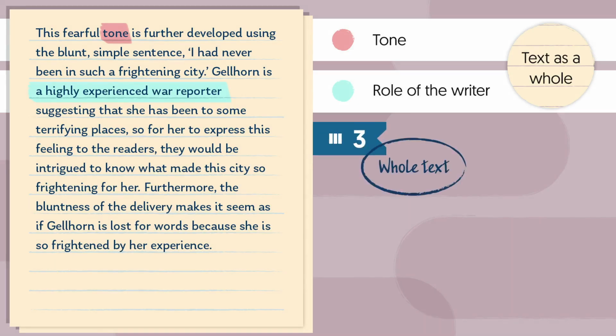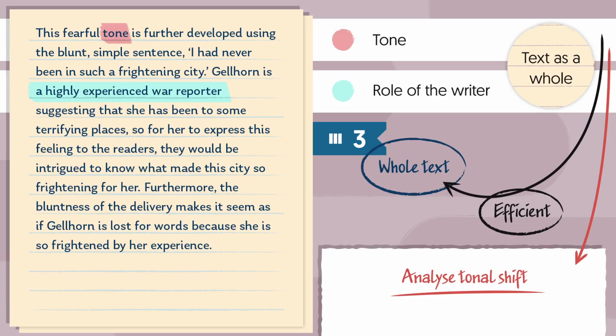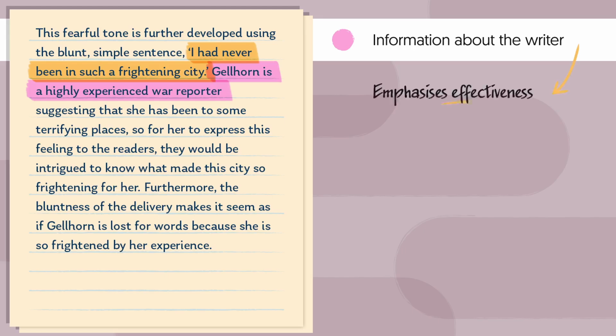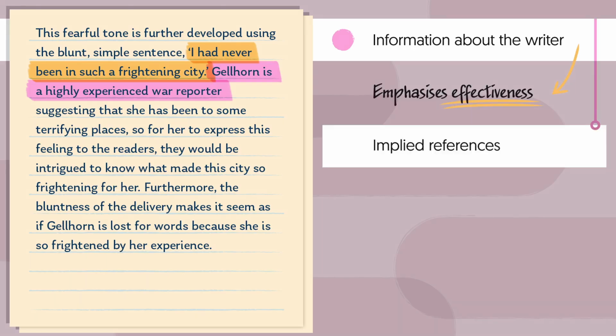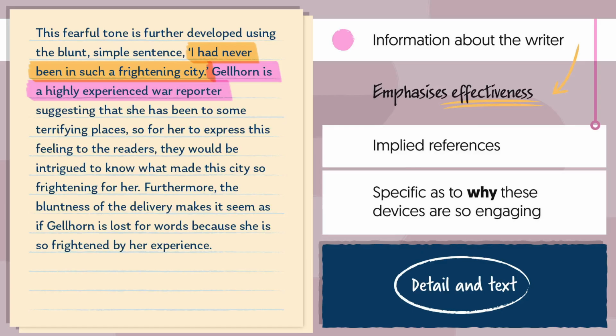Because this question asks you to deal with the whole text, talking about tone is one way of doing this really efficiently because it's typically something that goes through the whole text. Obviously, if there's a significant tonal shift within the text, that's something worth analysing too. Notice how this student is using information about the writer to emphasise why the sentence, "I had never been in such a frightening city," is so effective. Implied references to the readers being aware of Gellhorn's experience are useful. They help give a specific reason as to why these devices are so engaging, so make sure you look at the detail about the text as well as at the text itself.